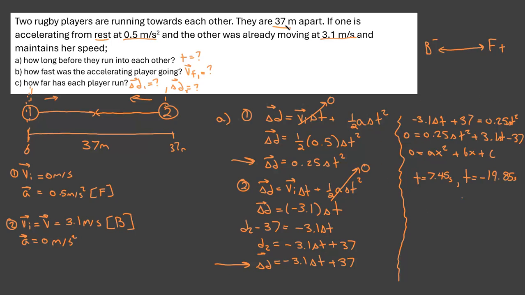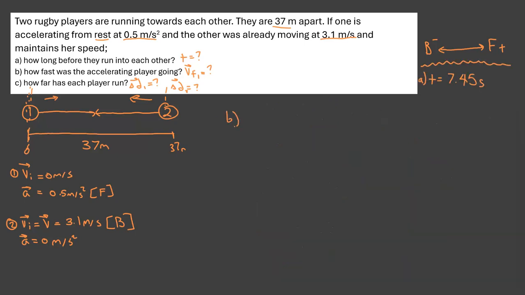Now, when dealing with time in any of our physics problems, if we use the quadratic formula and get two time values, it's important to understand that if we get a negative time value, we can just omit that value because negative time doesn't really exist. So we're going to use this as our final answer and state that for part A, it takes 7.45 seconds for the two players to collide.